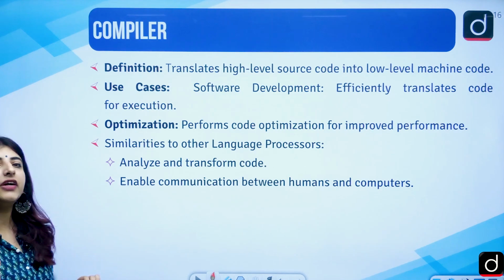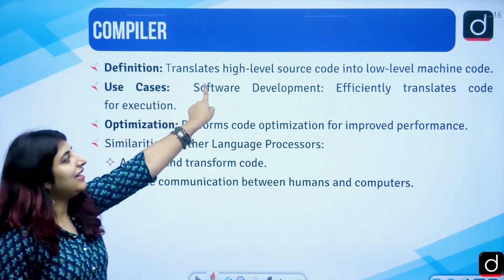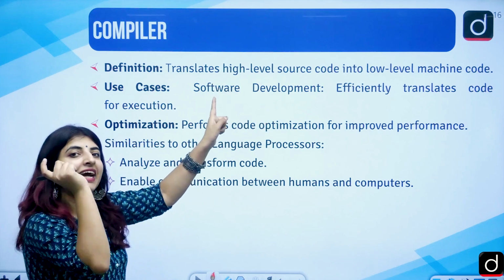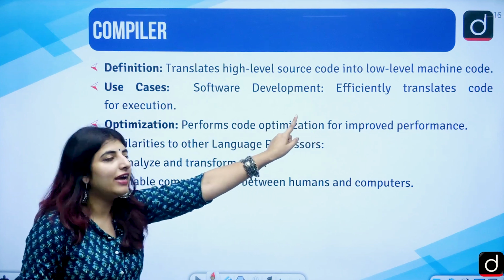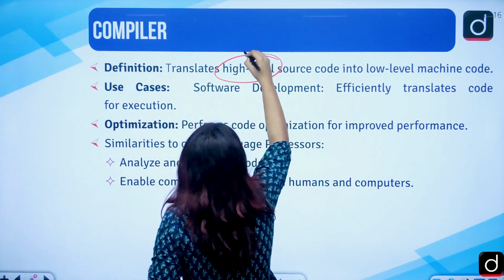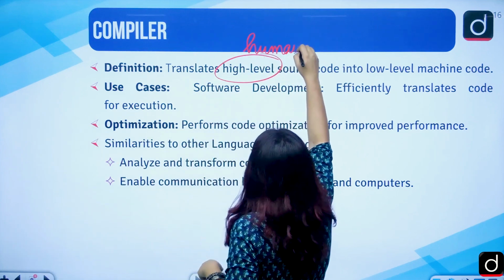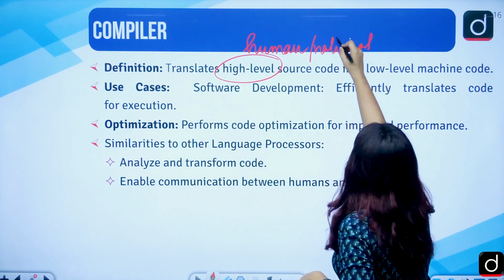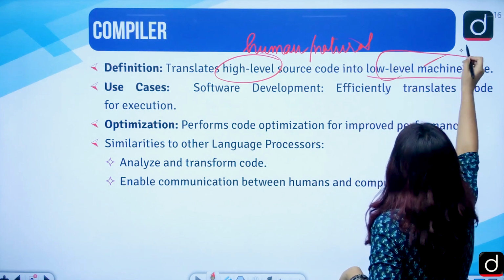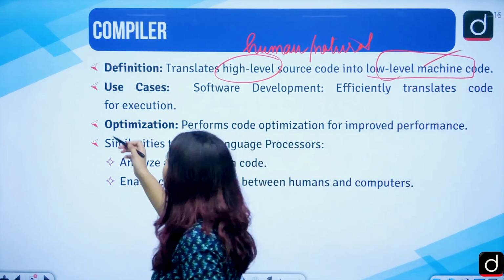Now, first of all, we are going to talk about compiler. High level source code, so it is translating high level language, human readable format, into low level. So high level, we know, human readable or natural language, to low level machine code. So it is, of course, as the name is suggesting, machine language.